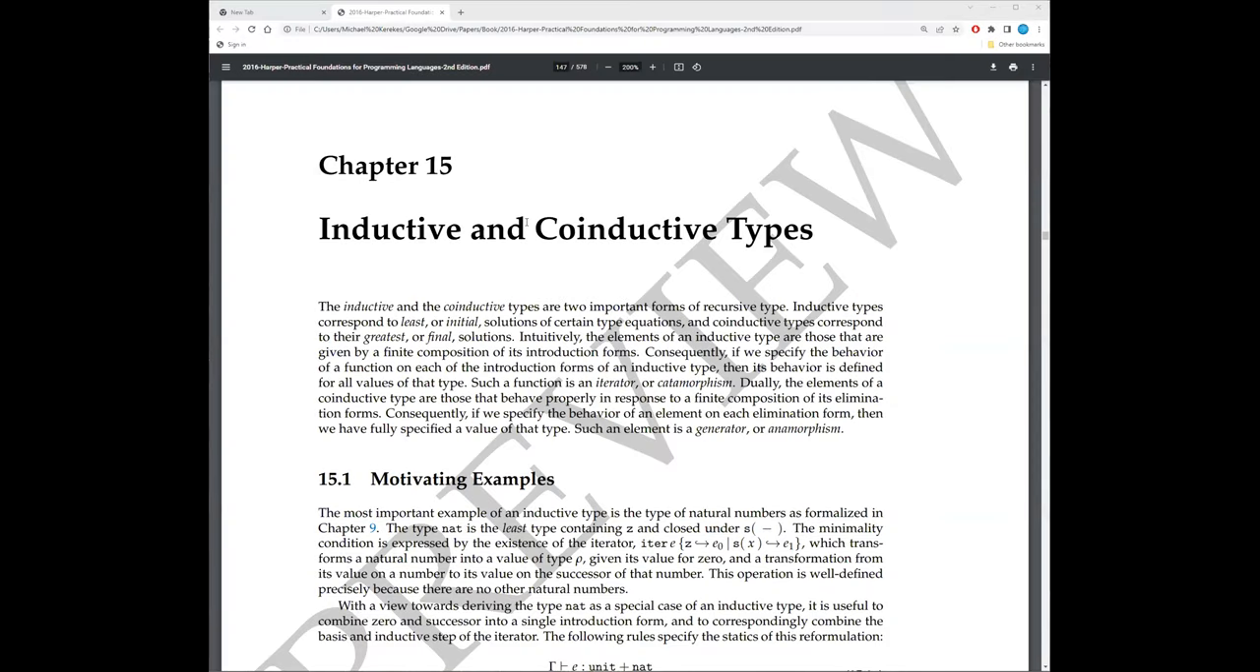Yeah, so I don't completely understand this stuff, but I have a basic understanding.